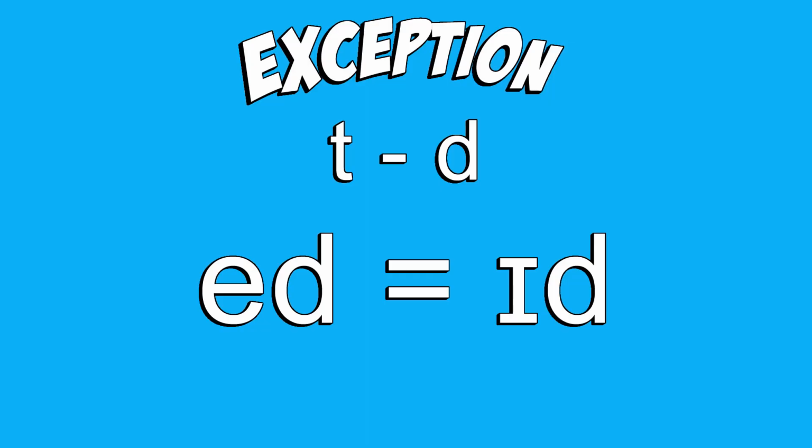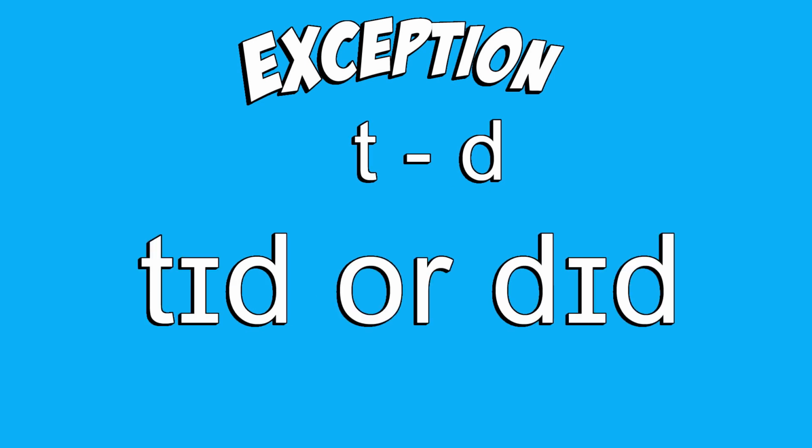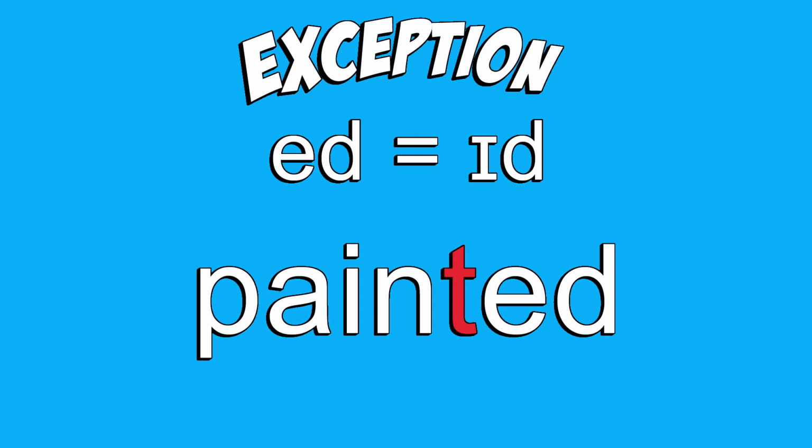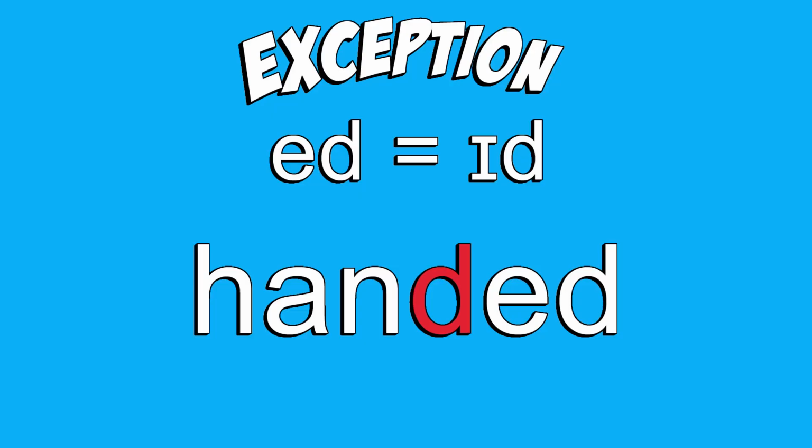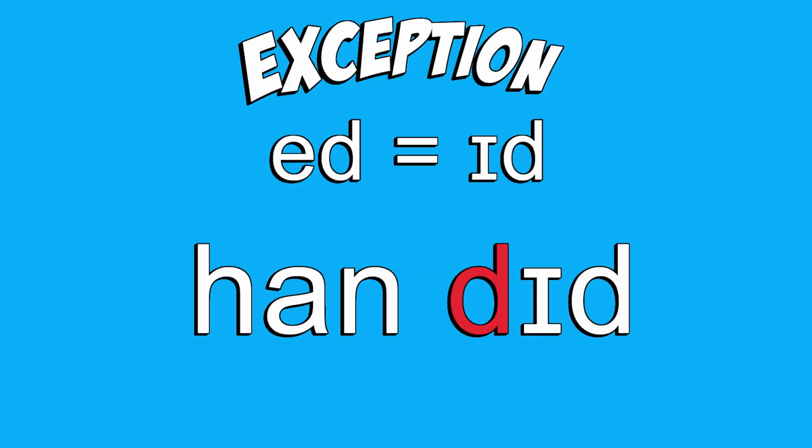But what if the last sound is a t or a d? Now I cannot say t or d. I have to add another syllable. It's usually the id sound. So it becomes a tid or a did. For example, paint, which ends with a t sound. Now I add the ed, then it becomes painted. So you can see I added a syllable. Now the same for d. For example, hand. Now I add the ed and it becomes handed.